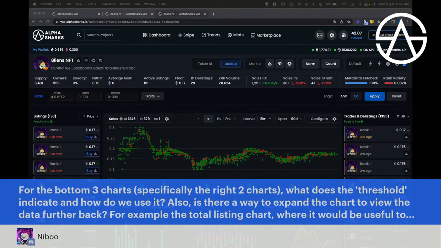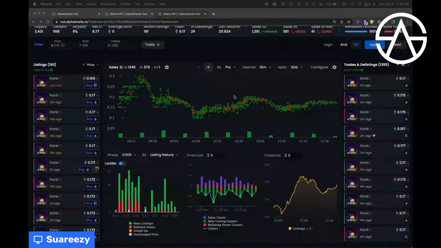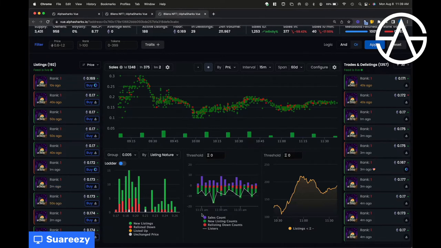Nebo asks, for the bottom three charts, specifically the right two, what does the threshold indicate and how do we use it? Also, is there a way to expand the chart view for data further back? For example, the total listing chart, where it would be useful to look back a few days to see the listing trend. Yes, we're actually working on that total listing portion, and on time frames that we can correlate all the charts with. As of right now, there's no time interval that we can change, but we are trying to work on something where we can get all-time data for all the stats we're looking at.